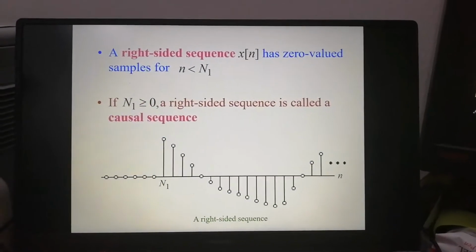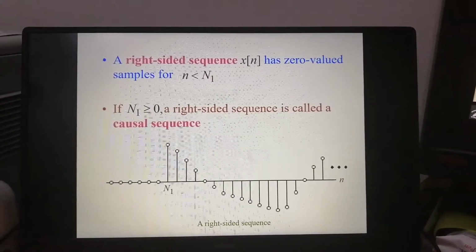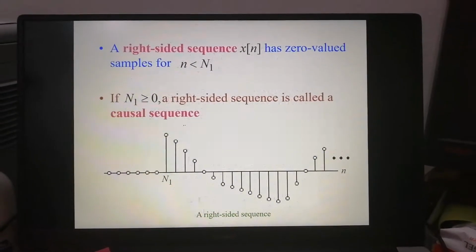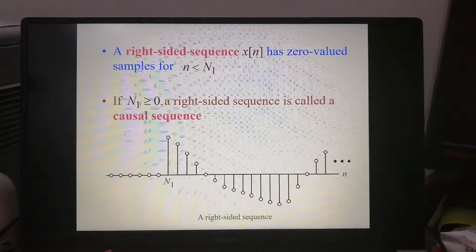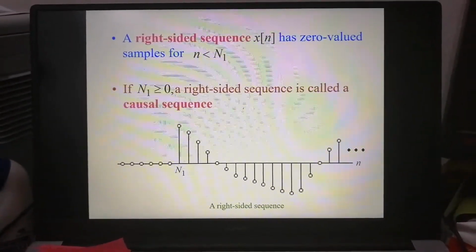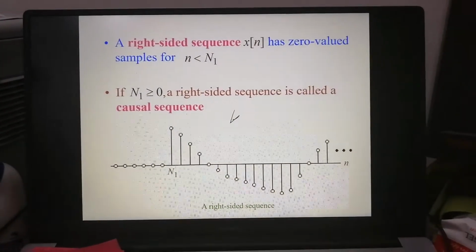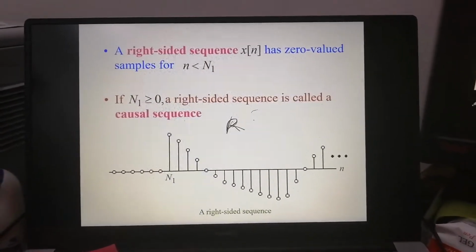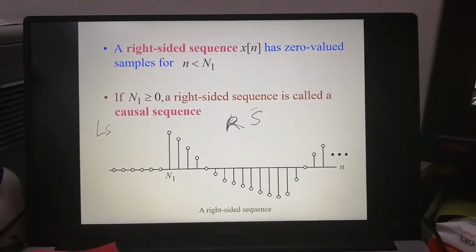Now a right-sided sequence has 0 valued samples, okay. So dekat sini, if you see, right-sided sequence has 0 value at n smaller than n1. So basically right-sided sequence ada value, left-sided sequence tak ada value, tu saja, okay.